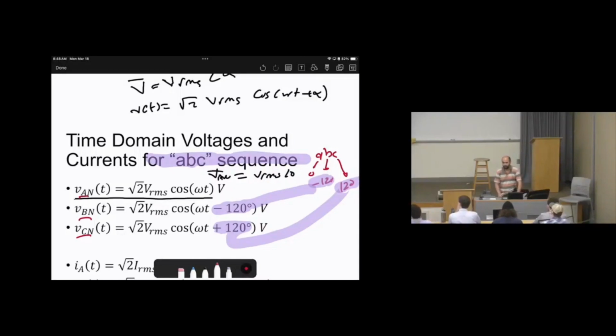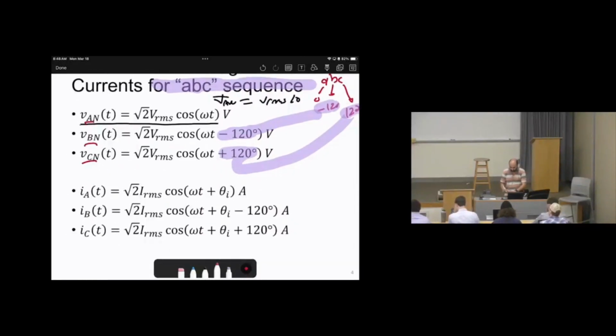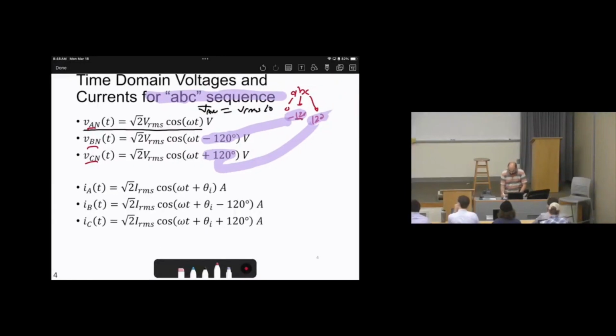How about the currents? The same way. Here again, we're assuming it's positive sequence. Therefore, for phase B we use negative 120. For C, positive 120. So we are repeating the same thing 3 times, but the thing to keep in consideration is the phase shift. Again, here I'm assuming positive sequence. If it is negative sequence, it can be something different.